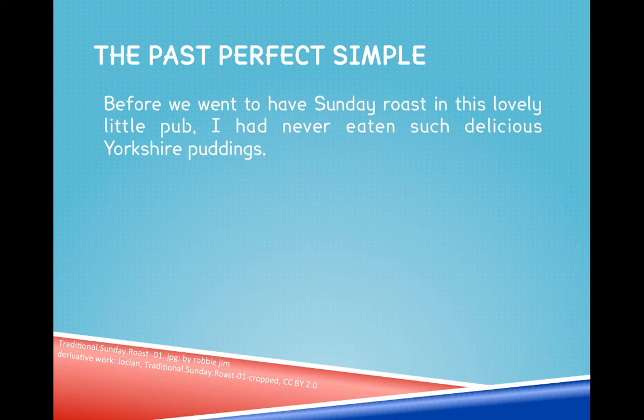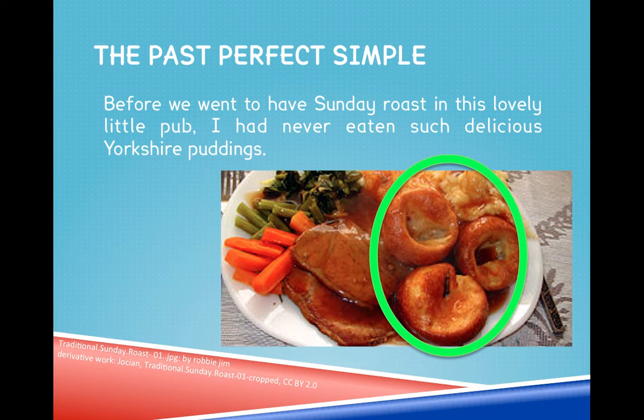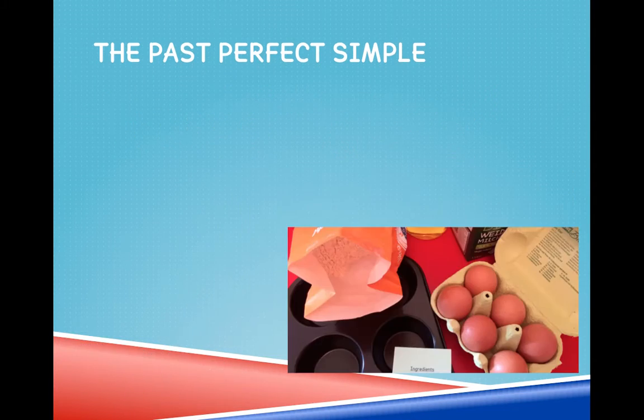Before we went to have Sunday roast in this lovely little pub, I had never eaten such delicious Yorkshire puddings. Yorkshire puddings are the brown things you can see in the green circle. Now, I had never eaten such delicious Yorkshire puddings until we went to have Sunday roast in this lovely little pub. So the eating bit was the event that happened first, and the going to the pub bit was the event that happened later. Had eaten is the past perfect simple of the verb to eat.